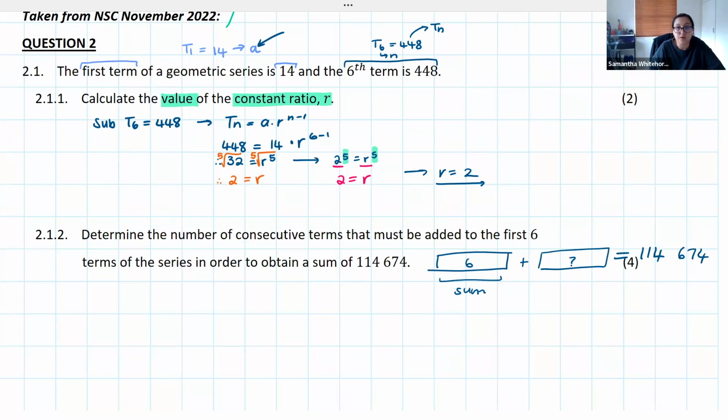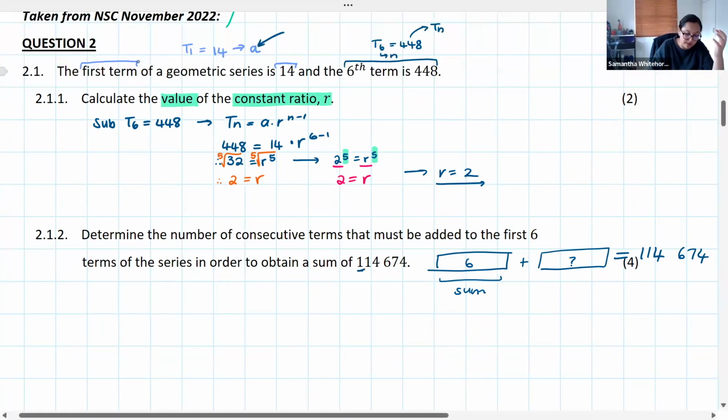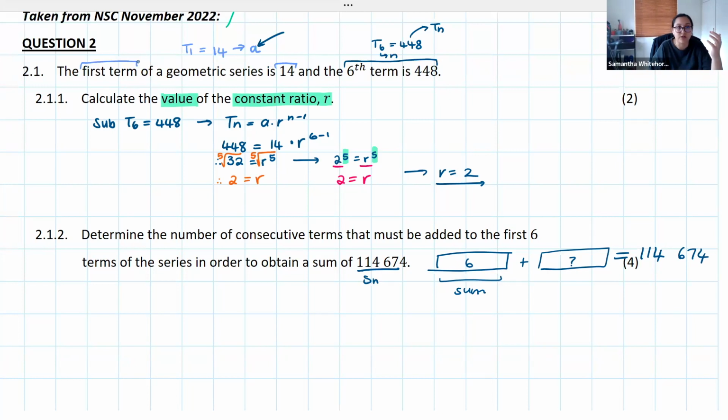Now, again, there's lots of different ways that you can do this, and it very much depends how your brain works, how you think about this question, what you would choose to do. I think most of our natural inclination would be: okay, I've been given a sum. I know that this is an Sn value. Why don't I substitute it in to see how many terms I've added in order to get that sum? Because if I know how many terms I've added, then what I'm adding to the first 6 is easy enough to work out. I think that would be most of our inclination.